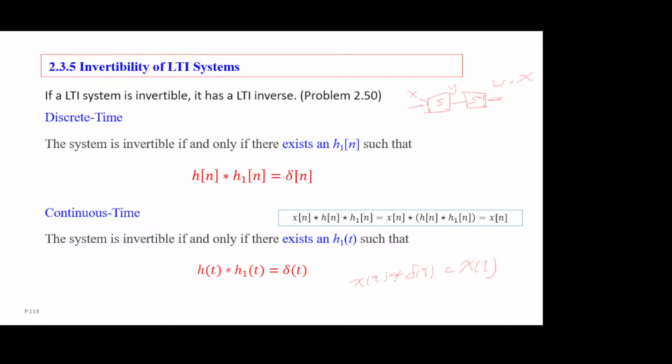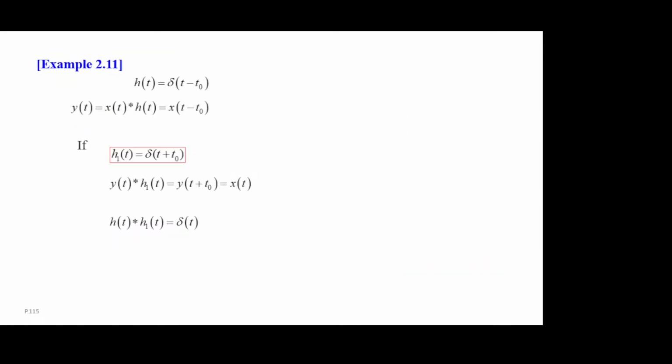Any question? If not, then let's see an example. It's a bit confusing because we have more delta functions, but anyway, I guess it's also a proof of what we claim. So if we have h of t equal to delta of t minus t naught for some constant t naught, then y of t, when you do the convolution with some shifting, is equal to x of t minus t naught.